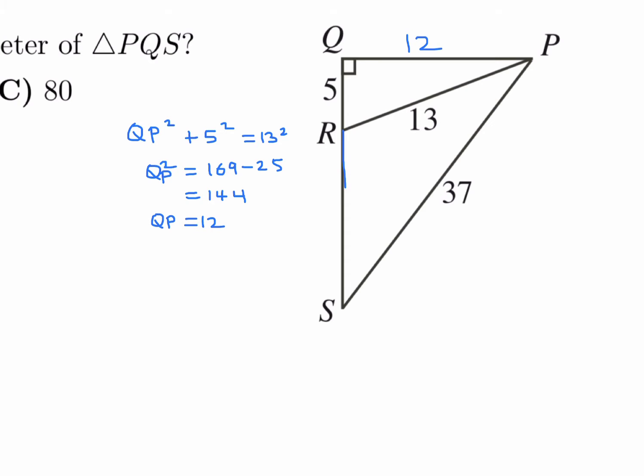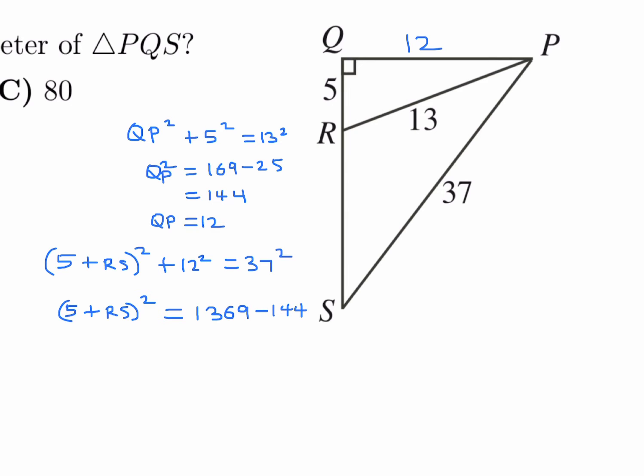Now we can figure out this distance, again using Pythagoras. So 5 plus RS, all squared, plus 12 squared is equal to 37 squared. And therefore, if we do this math, we get 5 plus RS, all squared, is equal to 1369 minus 144. And if you take the square root of that number, you will get 35 is equal to 5 plus RS. And therefore RS is equal to 30. So this distance right here is 30.